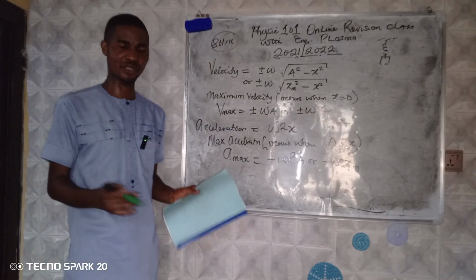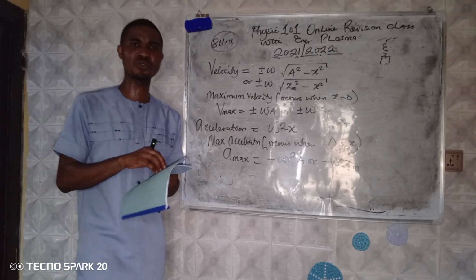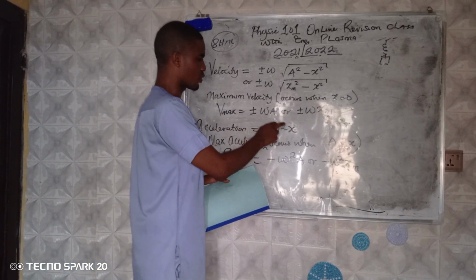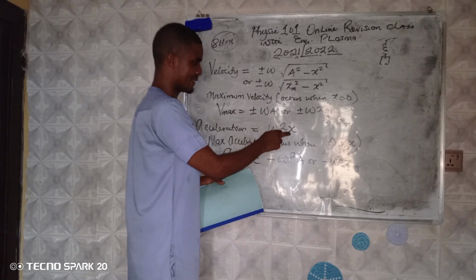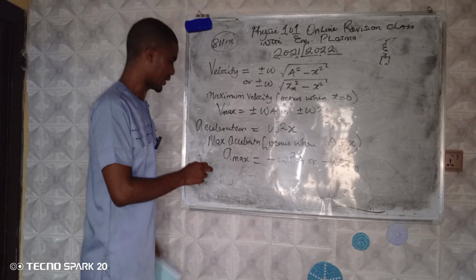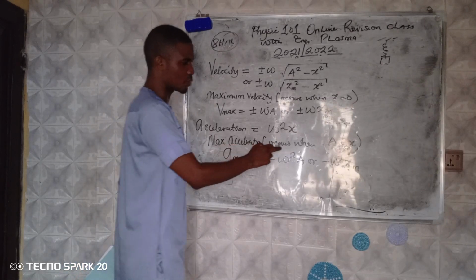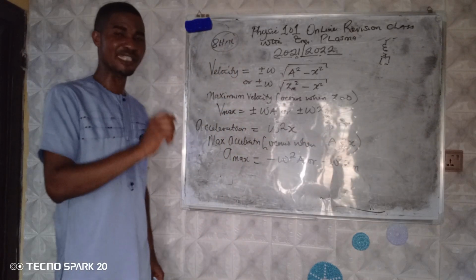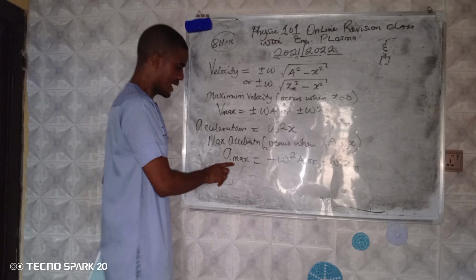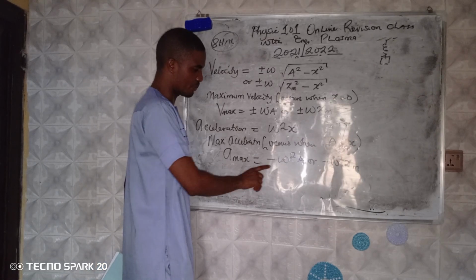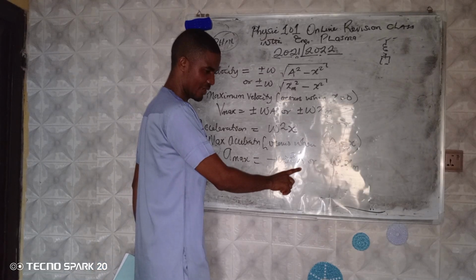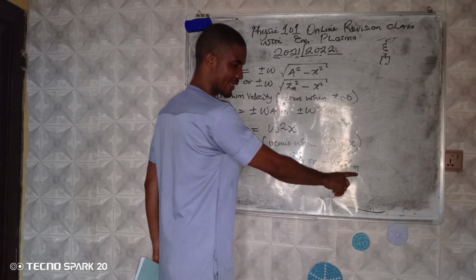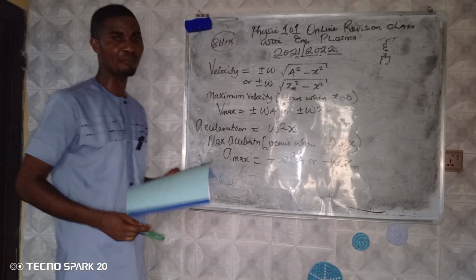The next one is acceleration. Definitely where there is velocity, there is also acceleration. So acceleration equals w squared x, where x is displacement. Maximum acceleration occurs when amplitude equals displacement. When amplitude and displacement are equal, maximum acceleration is w squared A, or minus w squared A, or minus w squared x_m, whichever one you are using as your amplitude.